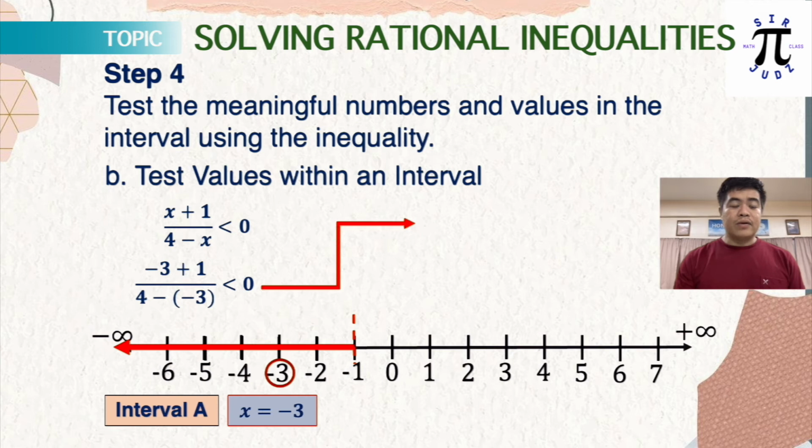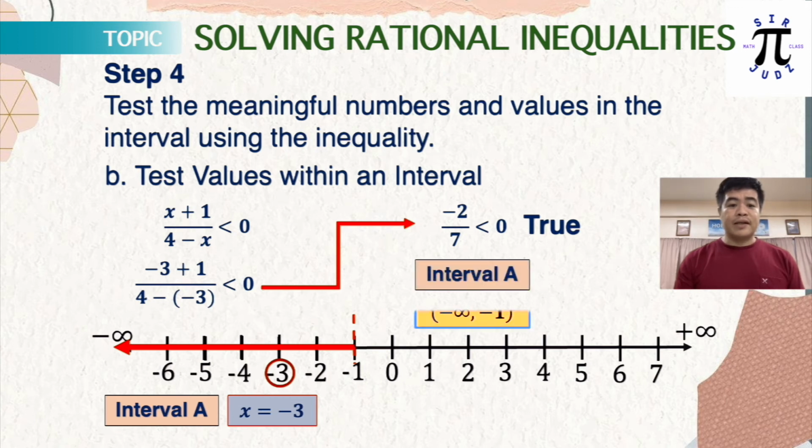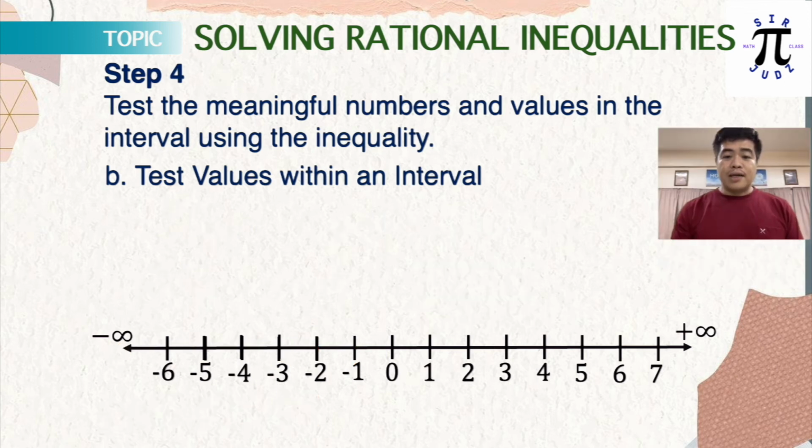Less than 0. So negative 3 plus 1 is negative 2, while 4 minus negative 3 is 7. And we know that negative 2 over 7 is less than 0. And it's true. So therefore, we can say that interval A with the interval from negative 1 to negative infinity, excluded ang negative 1, is one of the solutions of our inequality.